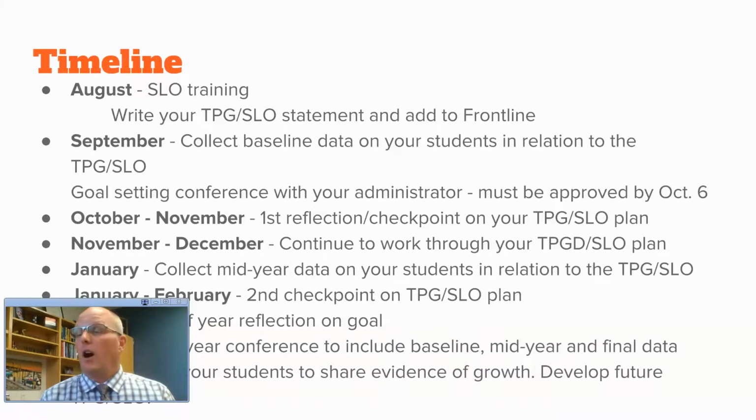Timeline. August is, August is February for us. We're going to start this SLO training today in February, and this whole timeline can be shifted up.